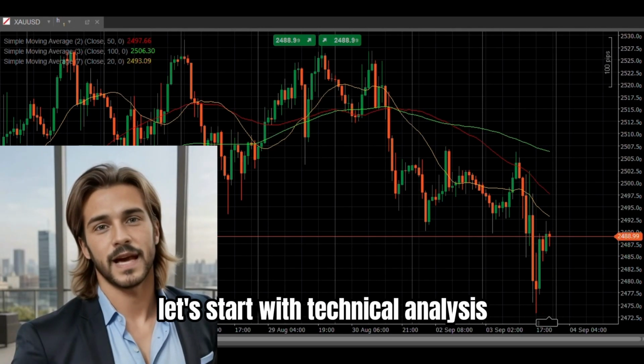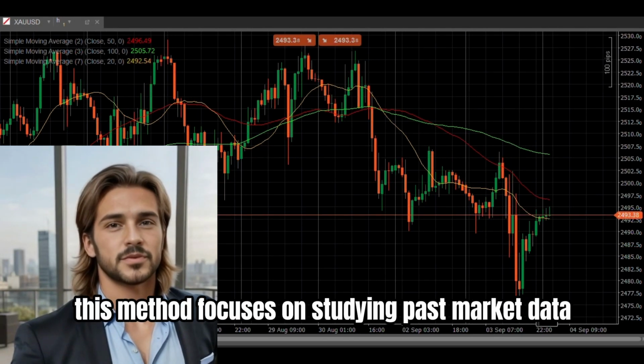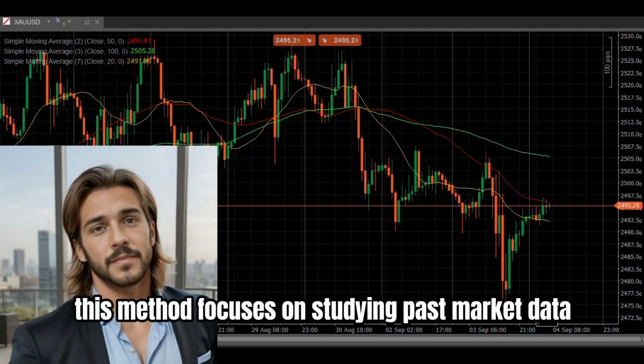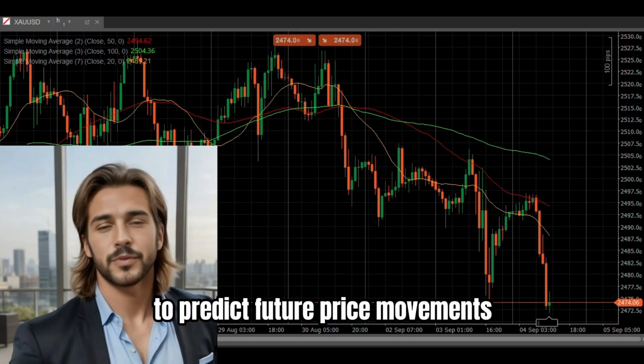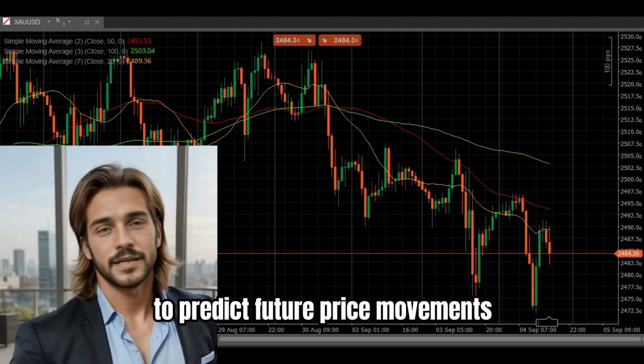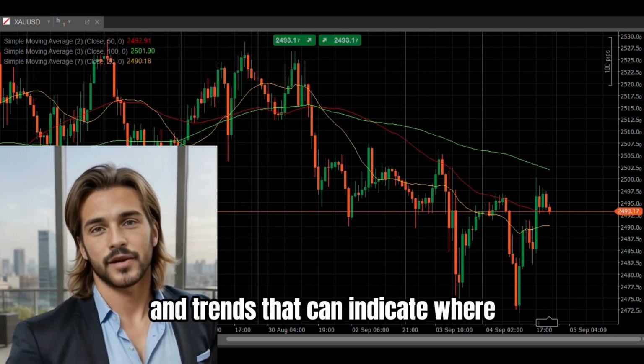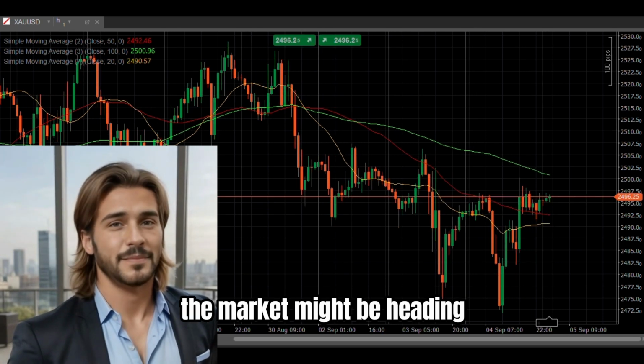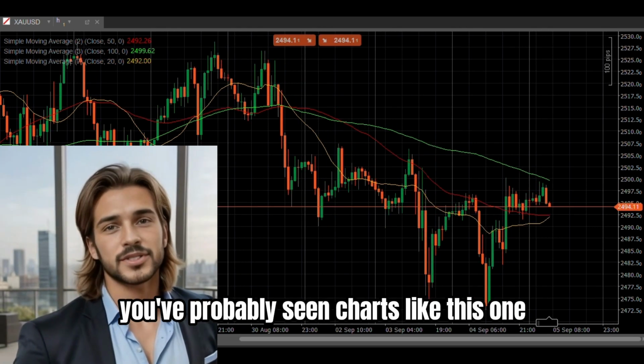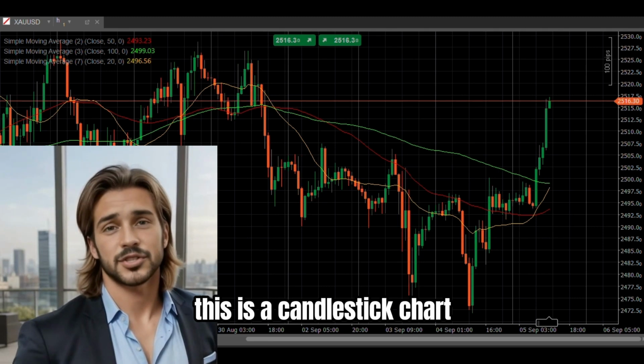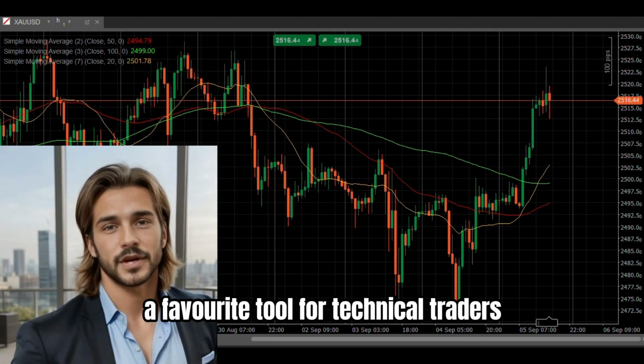Let's start with technical analysis. This method focuses on studying past market data, mainly price and volume, to predict future price movements. It's all about finding patterns and trends that can indicate where the market might be heading. You've probably seen charts like this one. This is a candlestick chart, a favorite tool for technical traders.